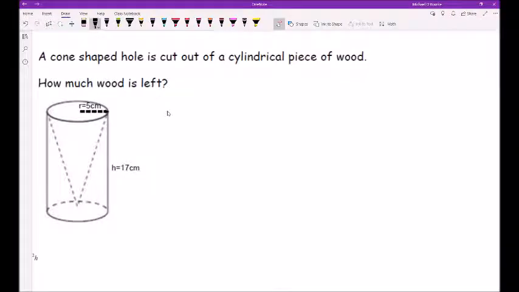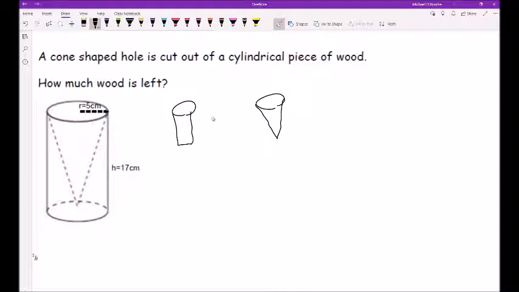So what are the two shapes we're dealing with here? Can you tell me? A cylinder and a cone. Very good. Does everyone see that? We have a cylinder, and we have a cone cut into it. So, let me think here. So we have a cylinder first, then we have a cone.